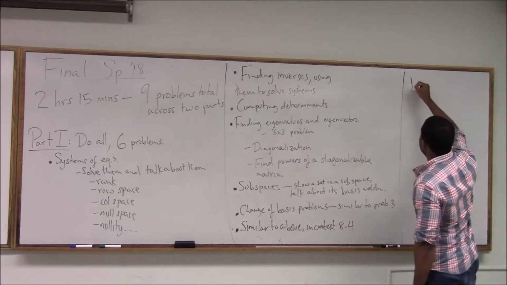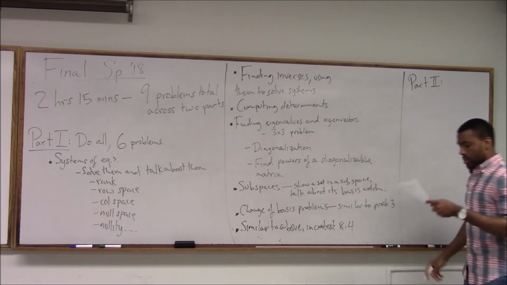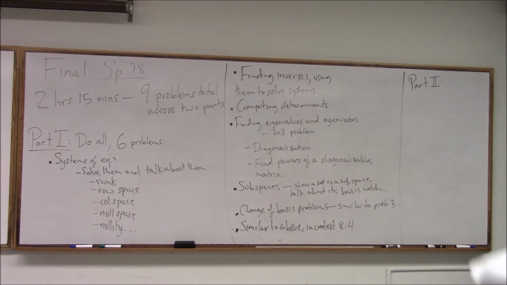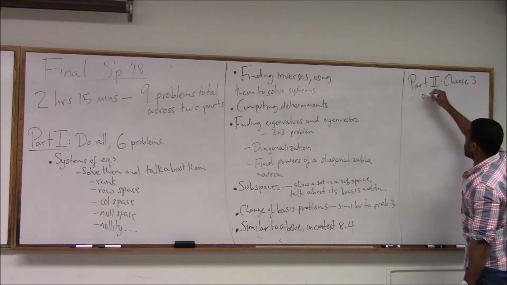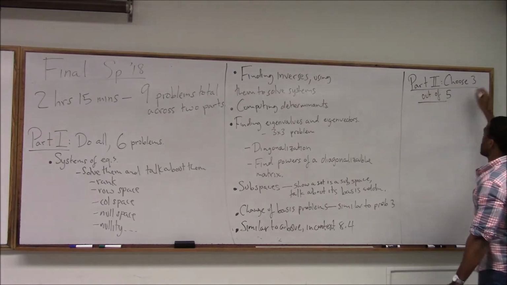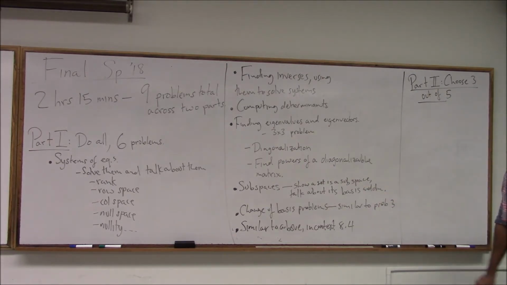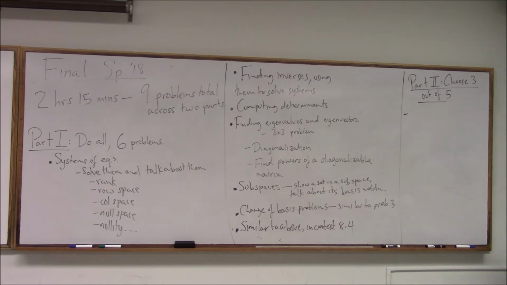Then there's part 2. And it's going to be a choose 3 out of 5. So you're going to do 6 problems from part 1, where you have to do everything. In part 2, I'm going to give you 5 problems. You can choose any 3. I'm even going to tell you the topics that are covered. So part 2 is going to be like the proof section, where you're going to show that you can prove things.